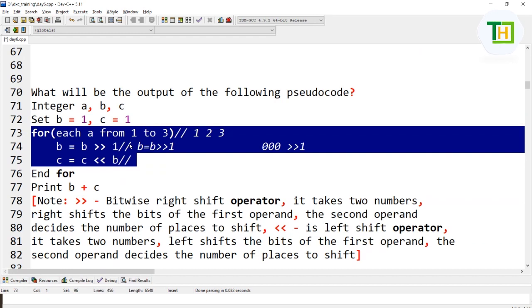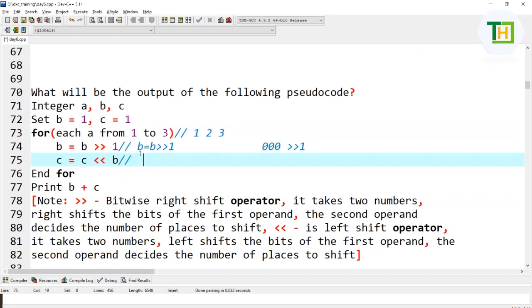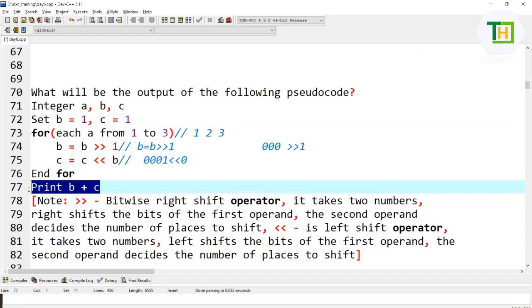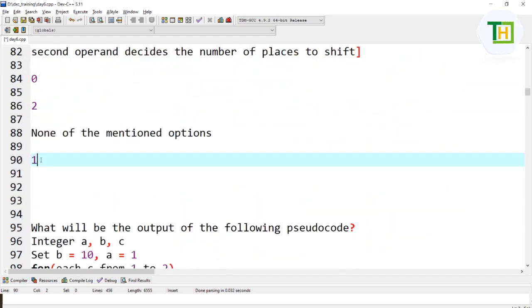Whether it is 3 times or 100 times, it is the same thing, and the C value never changes. Why? Because C, for example in a 4-bit representation, is shifted left by the B value, and the B value is 0. It is not shifting anything. That's why the C value is 1, and finally coming out of the loop, it is going to print B plus C. B value is 0, C value is 1. 0 plus 1 is going to be 1. The answer is going to be 1 here.